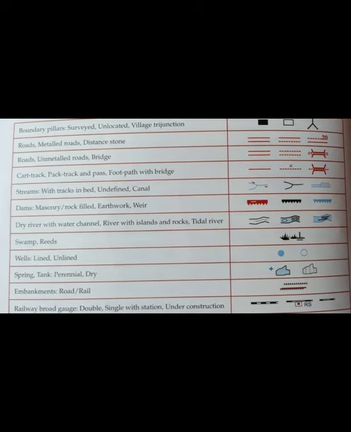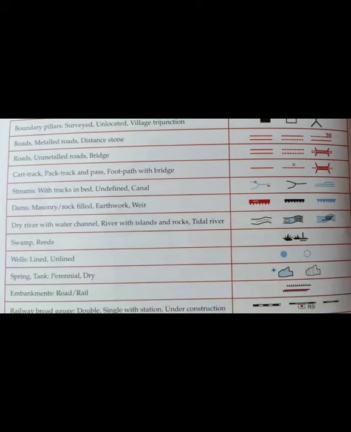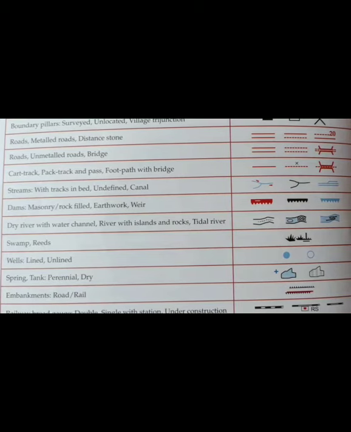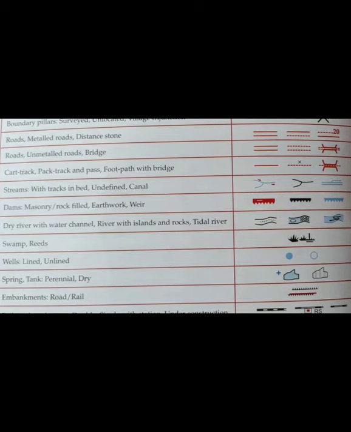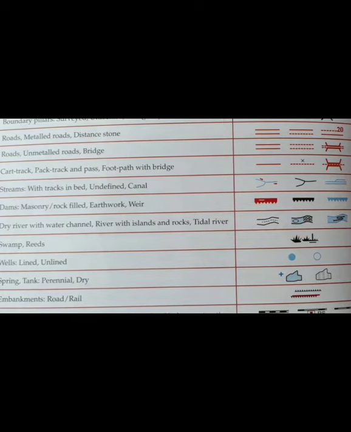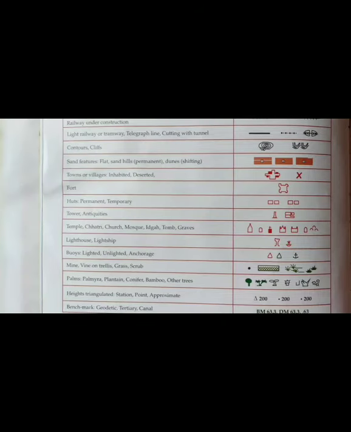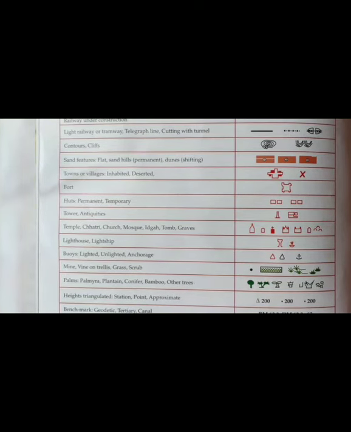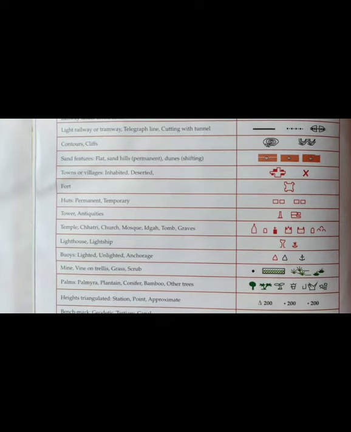And light railway or tram line, telegraph line, cutting, and tunnel, all these are shown in the topographical map with these specific features. And railway, double line railway, and single line railway are shown with particular proper symbols. Here some are man-made and some are natural features. On the same page, some more symbols are there.